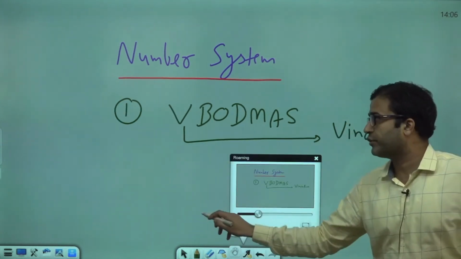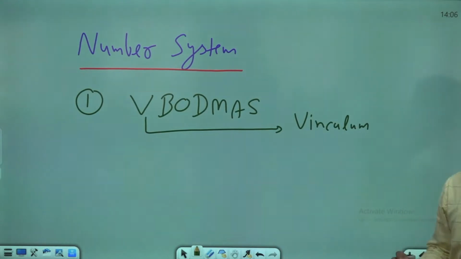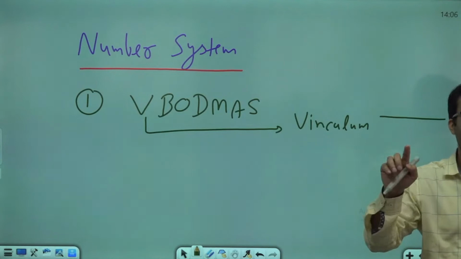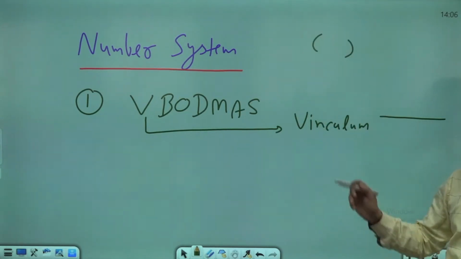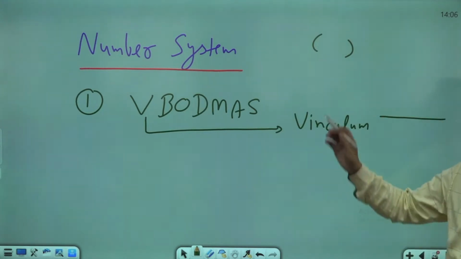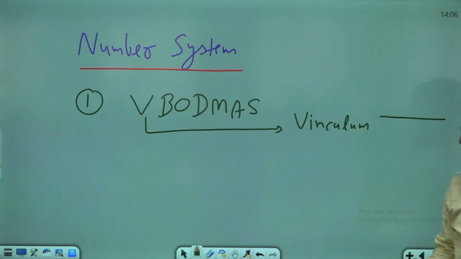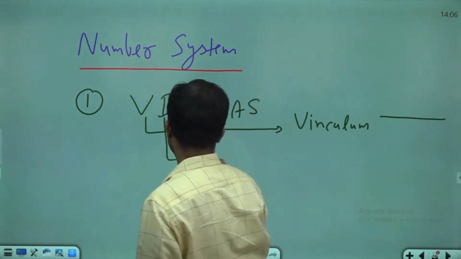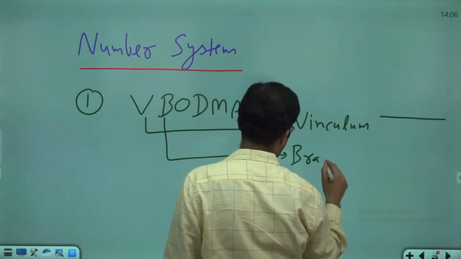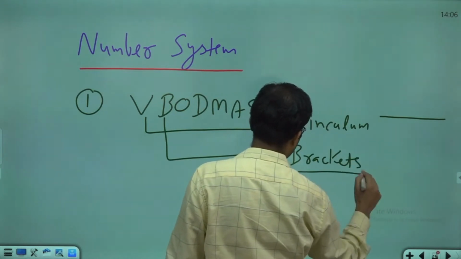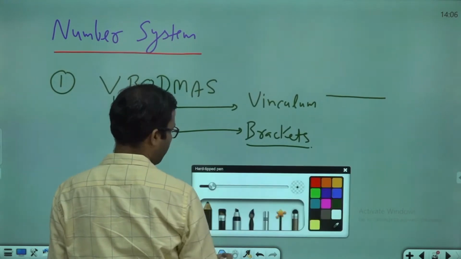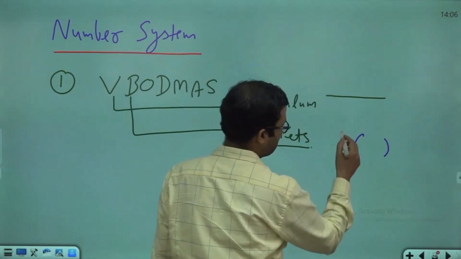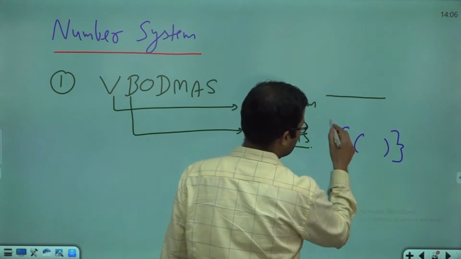Or we call it vinculum bracket, or you can say bar bracket. It's like a bar bracket, as we have other types of brackets. So this is the vinculum bracket we have. Next, B stands for brackets. We have 3 types of bracket: small, curly, square.